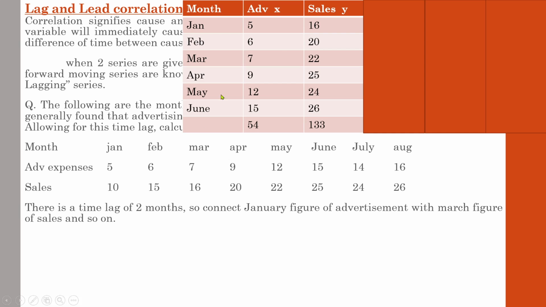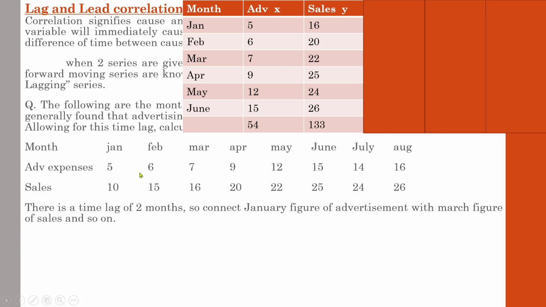We have to pick out the values depending upon the relationship. Here, the details regarding advertisement are directly written as per the question: 5, 6, 7, 9, 12, 15. After 15 there are two more items, 14 and 16. We didn't take those. We will explain that now.